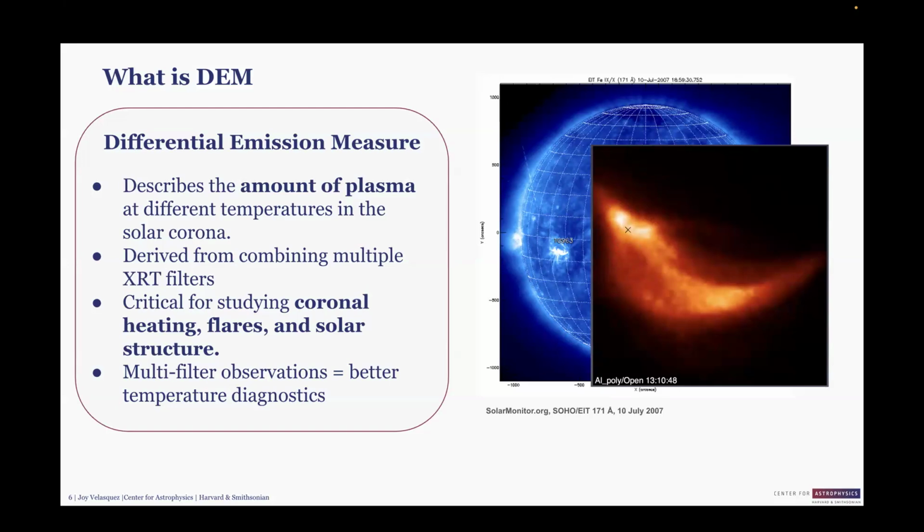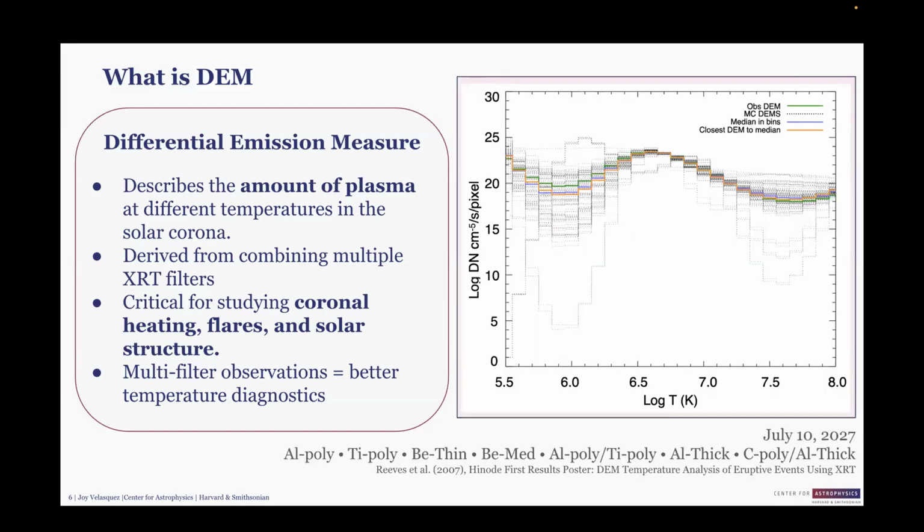And with that, we can understand the amount of plasma being ejected, the amount of plasma temperature diagnostics at this crosshair at that intensity. And here it is. Here's an example of that. On the x-axis, you have your logarithmic temperature scale, and on the y-axis, you have your emission measure. It tells you how much plasma is present at each temperature.